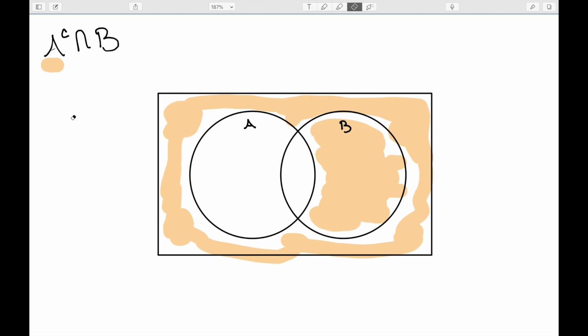So I need to look at this shaded region, which is A complement, and see what it shares with B. And that's really what I want. This piece outside here is not in B, so it is not in A complement intersect B. However, this piece is both in A complement because it was shaded, and it's also in B. So this would be A complement intersect B.